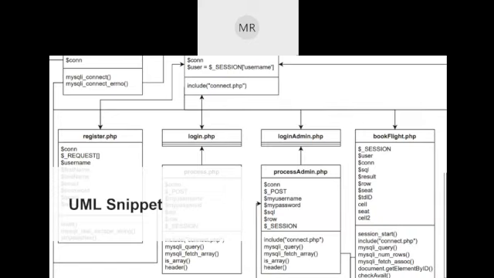Then with the help of process admin.php, we have created admin.php and checkout.php. And with parking.php, we have created a checkout for parking. For checkout, you have to include a payment.php for both booking flights and parking, so we did that. And then finally, we created process payment.php for both the bookings. And yeah, that's it for our UML snippet.